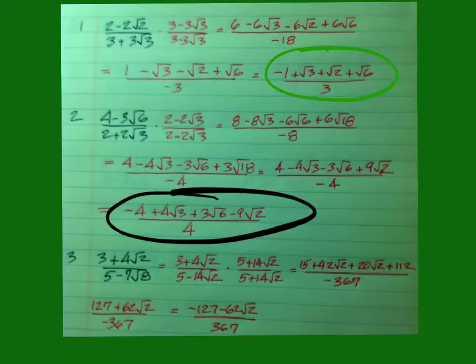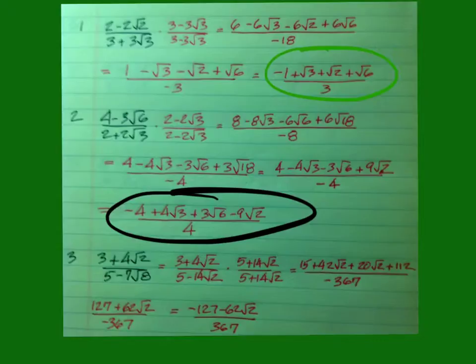Notice that you have like terms here and here. They add together to get you this. 15 and 112 add to get 127. And then we change the sign on everything.